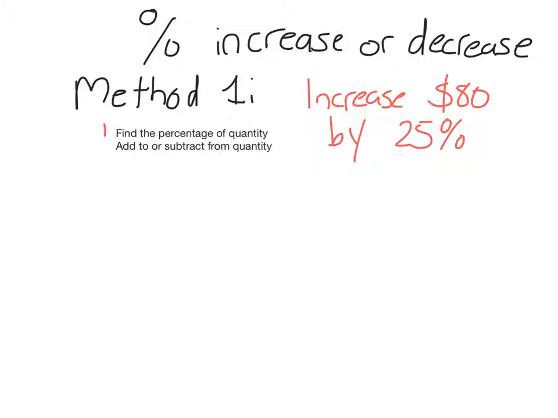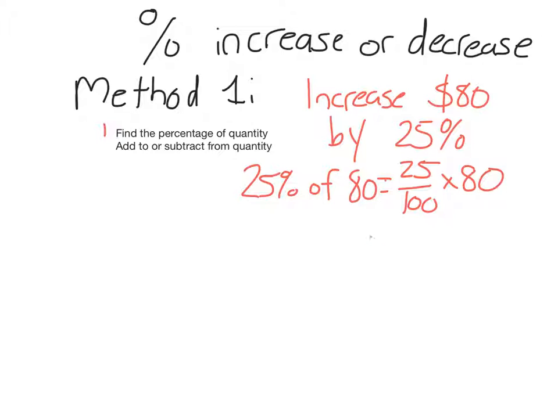First step is to find the percentage of a quantity. So first I'm going to find 25% of 80. We do that exactly the way I just showed you. We change 25 to a fraction or decimal, then we multiply it by 80, and you can use your calculator for that. So that's 20. So 25% of 80 is 20. If I want to increase $80 by 25%, I just add that onto the original. So I get 20 plus 80 equals $100.